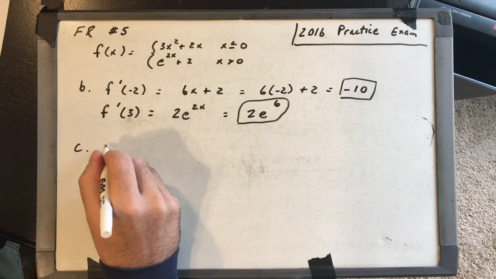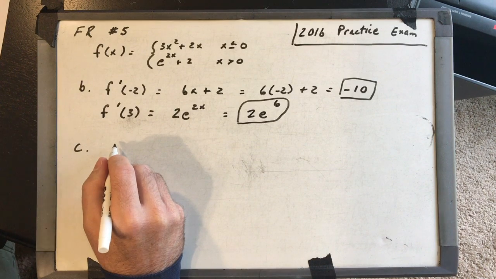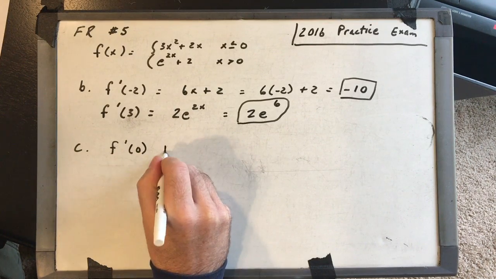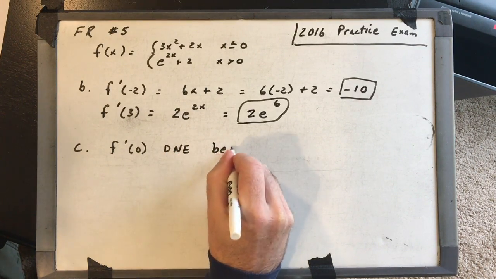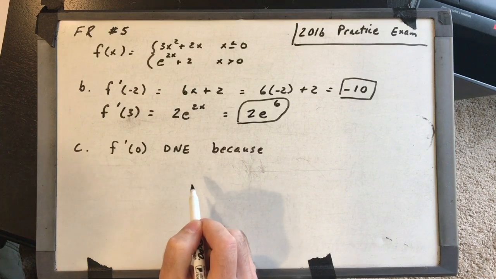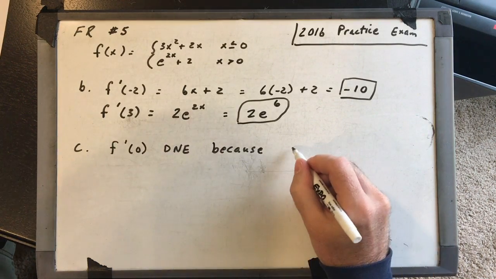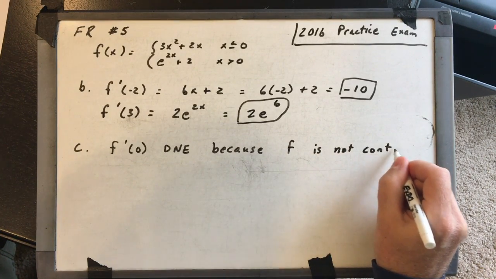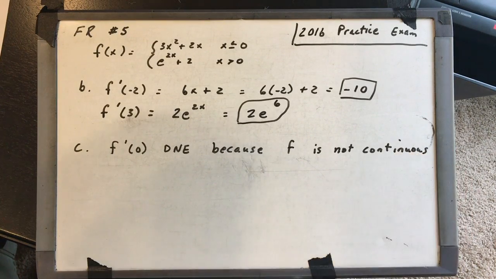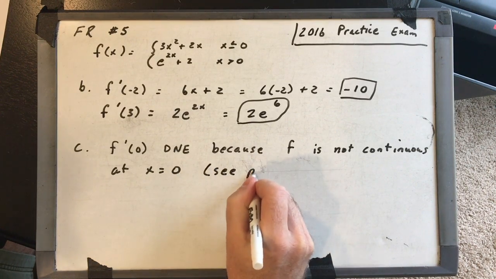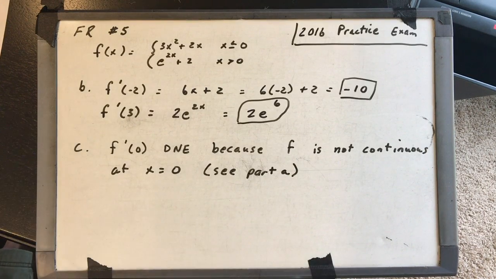All right, part C says explain why f prime of 0 does not exist. Well, f prime of 0 does not exist because, and I want you to write out on the 2020 test, don't write D and E, right? Does not exist. Write it out. Because f is not continuous at x equals 0. So, part A. All right, if it's not continuous, then you can't take a derivative at that point.